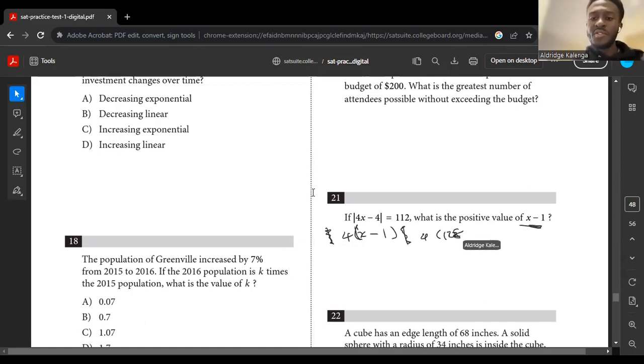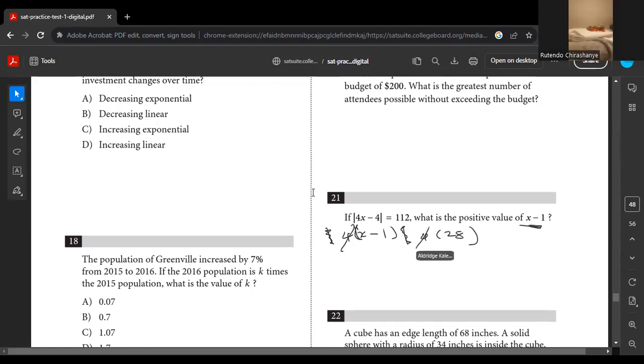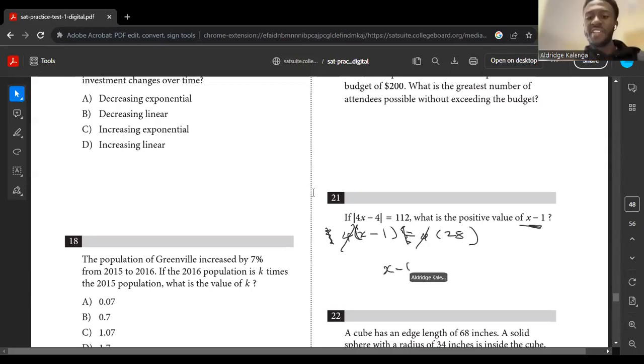So this becomes 2. Sorry. Let's undo that. So we factor out 4 on the right side as well. So 4 into 112 is 28, right? Let's see, 112 divided by 4. Yes, 28. So we can cancel this 4, so it means x minus 1 is equal to 28. Do you guys see that?